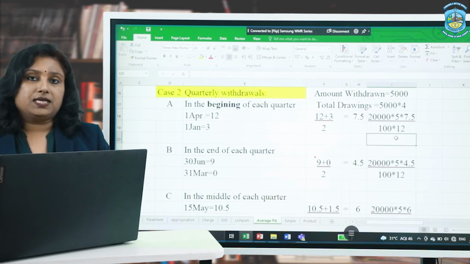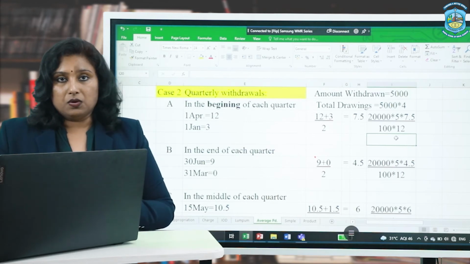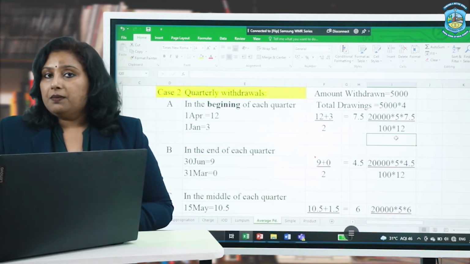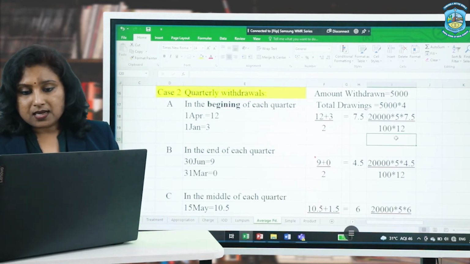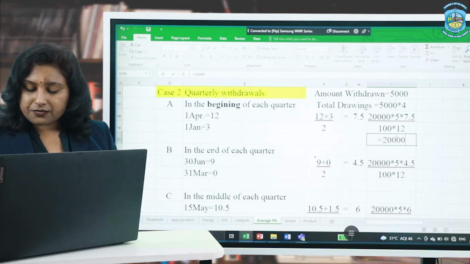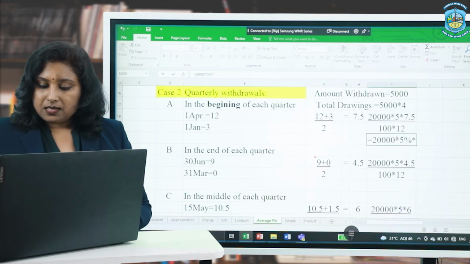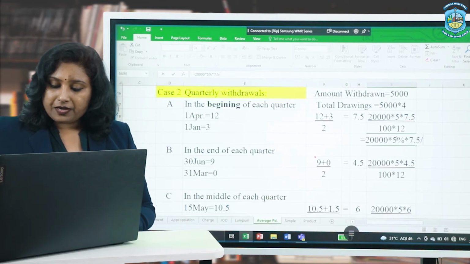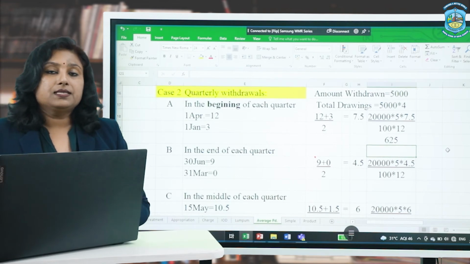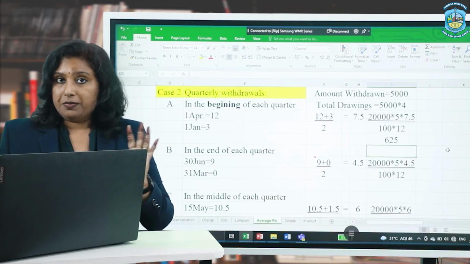But here the change is, since we had taken the amount of withdrawal to be 5,000 only, and this time he is withdrawing only 4 times in a year. So what will be the total drawings? 20,000. Yes. So let's calculate the interest on 20,000, which is nothing but 5,000 into 4. The rate of interest remaining the same, which is 5%, and the average period is 7.5 divided by 12. So here we go. The interest on drawings is 625, just 4 withdrawals. Therefore, the interest would be lesser, right?